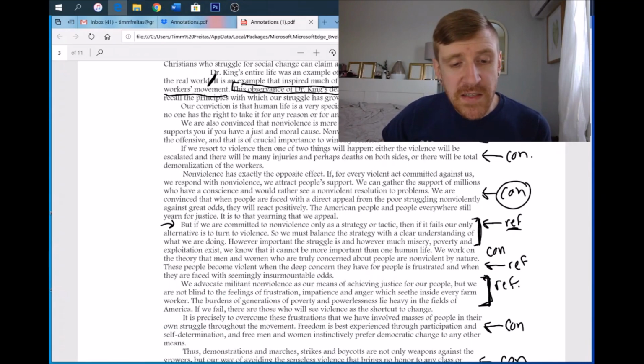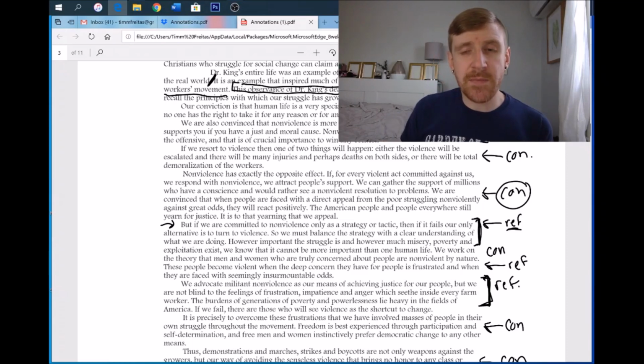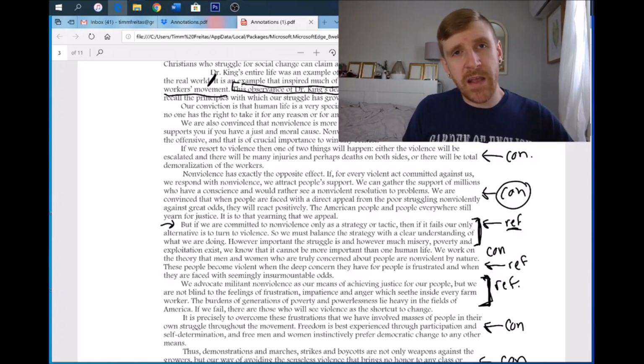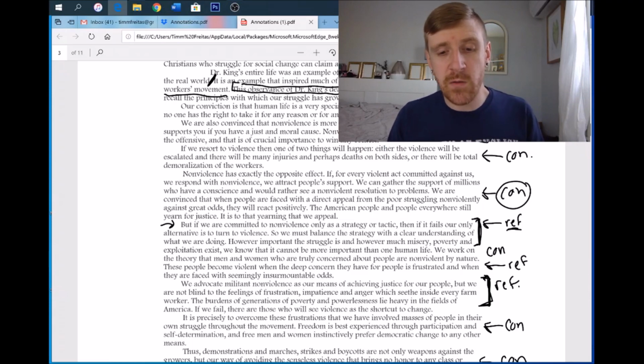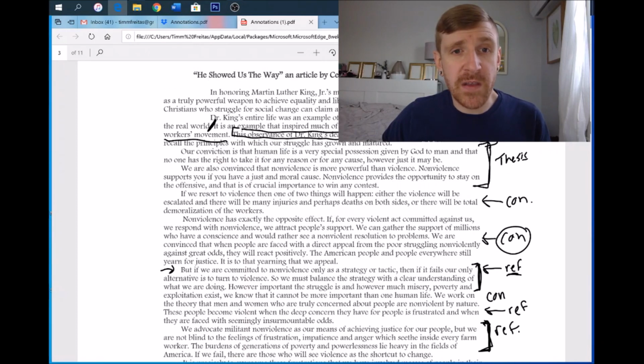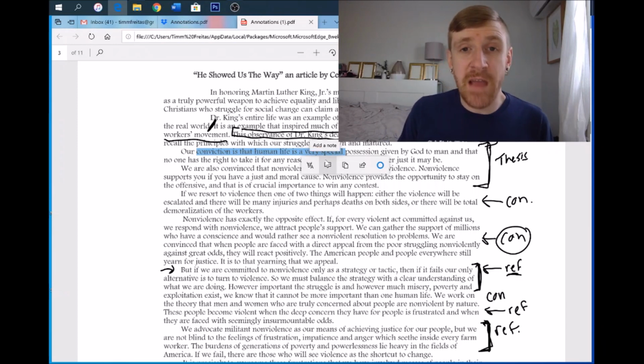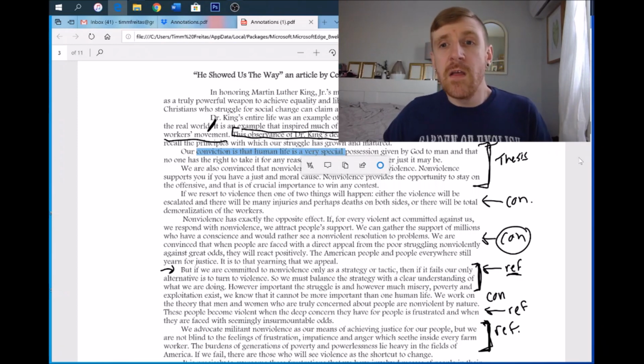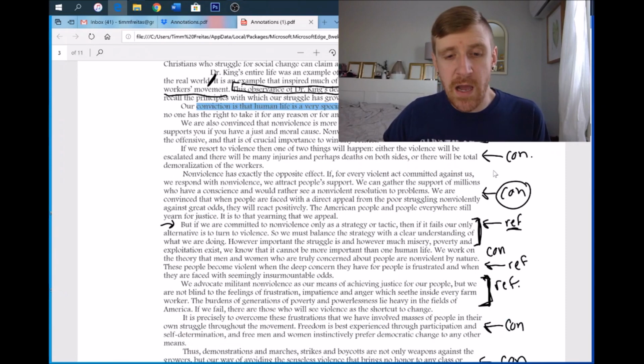When it comes to the thesis, I have he presents the value and dignity of human life. And just think about this. We could say he does blankety blank in order to present the value and dignity of human life. So right here, he defines the philosophy of the movement: "Our conviction is that human life is a very special gift given by God." If he's defining the overall philosophy of the movement, he does that in order to present the value and dignity of human life. That's why this can work into a great topic sentence here.